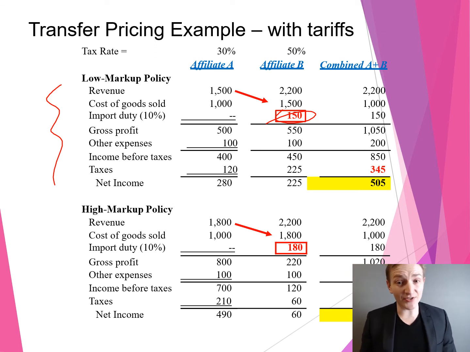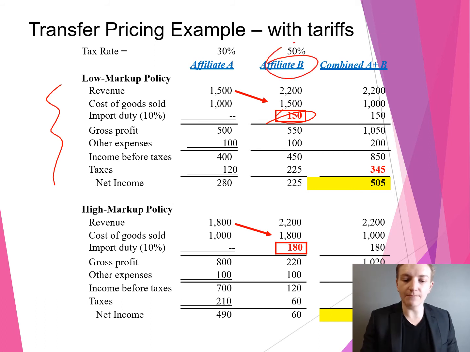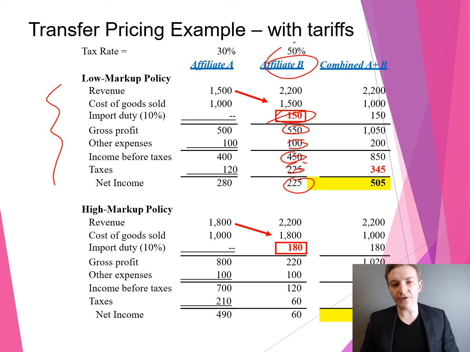Now we can see what that does to our after-tax profits. So in this case, the main change is affiliate B. Now affiliate B used to have $700 as its pre-tax profit. Now it's only $550. Now on those expenses of $100 from before, our pre-tax income ends up becoming $450. So therefore, our taxes are now 50% of $450, which is $225. So our net income is now $225. So when we consolidate all of this together, we end up with $505 being our total consolidated net income.